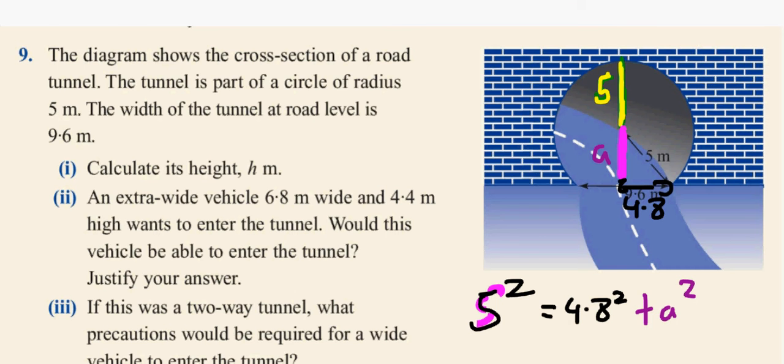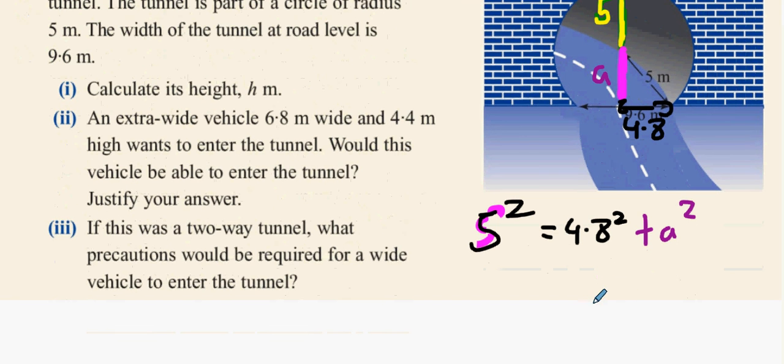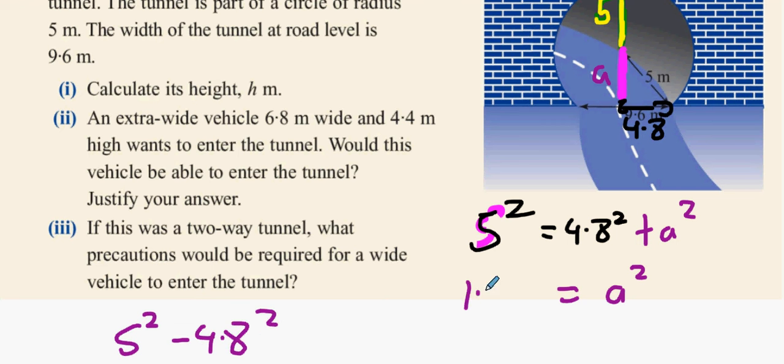Alright lads, what's 25 take away 4.8 squared? I'm just asking what 5 squared minus 4.8 squared is. 1.96. Square root that, I think a is 1.6. Then we get a equals 1.6. Oh sorry, 1.4. Sorry, I always get that mixed up. 1.4, my fault. You got 1.4? Alright, now that's not the answer to my question, because the total height has to be 1.4 plus your 5, which is 6.4. Okay.